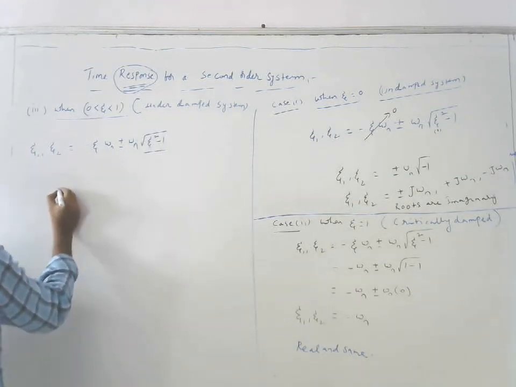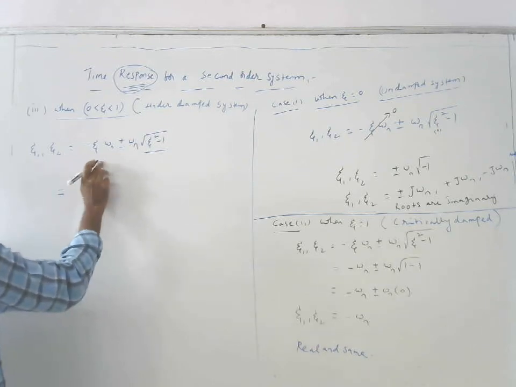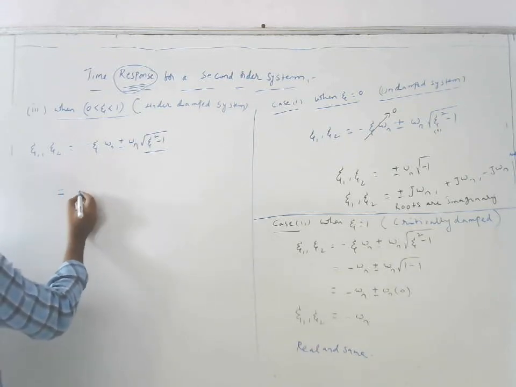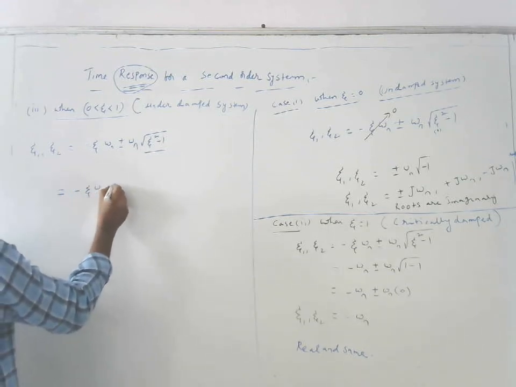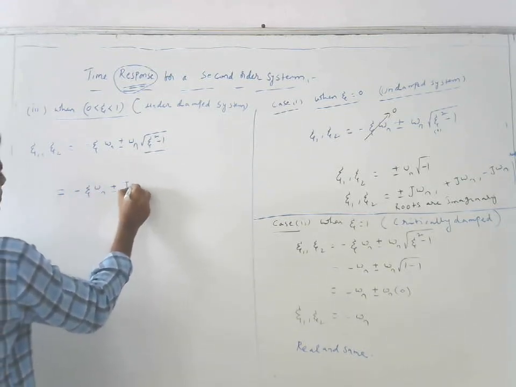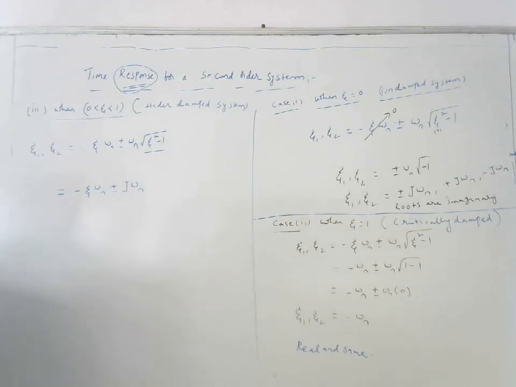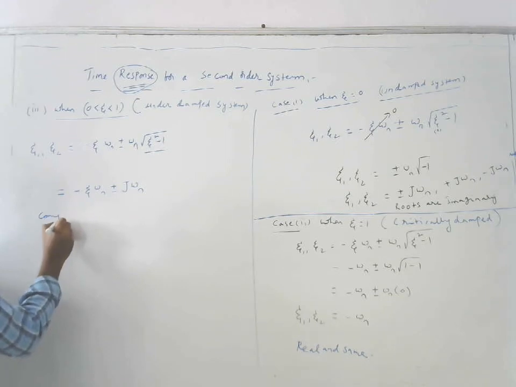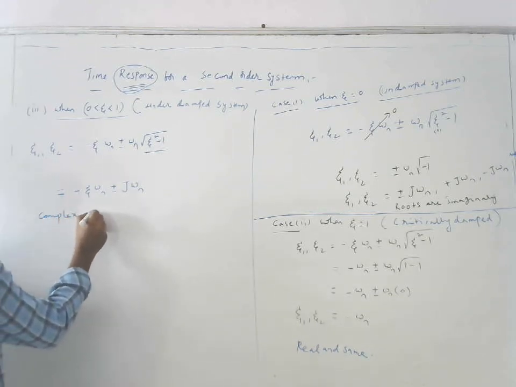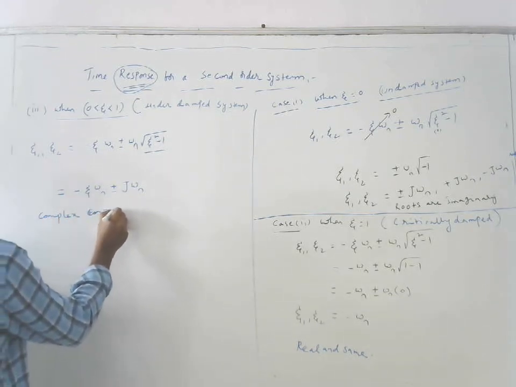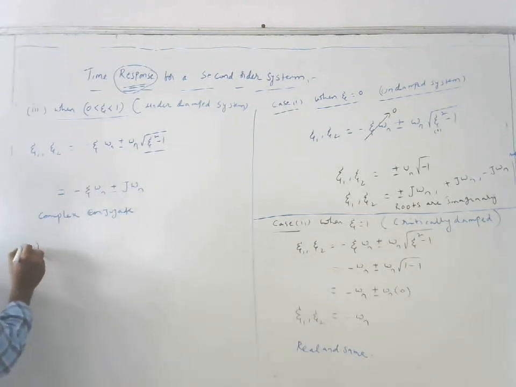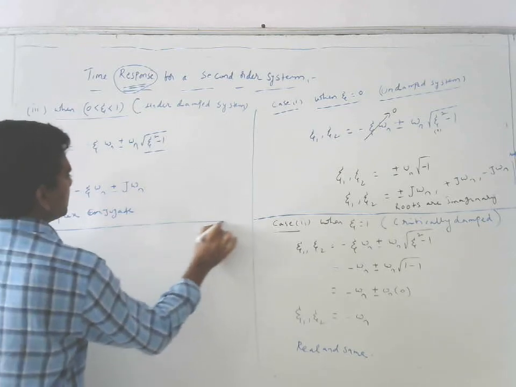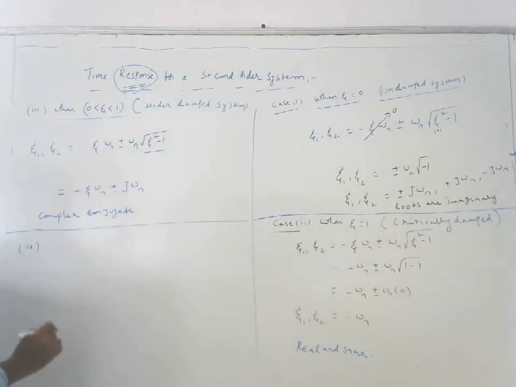That means minus zeta omega n plus or minus, we are going to get some j omega n. In this case the roots are complex conjugate. Complex conjugate.